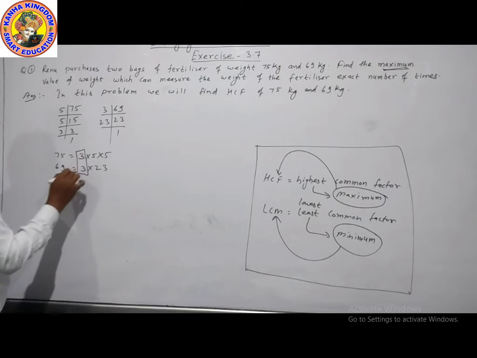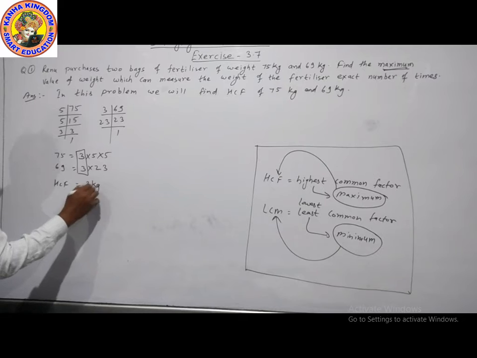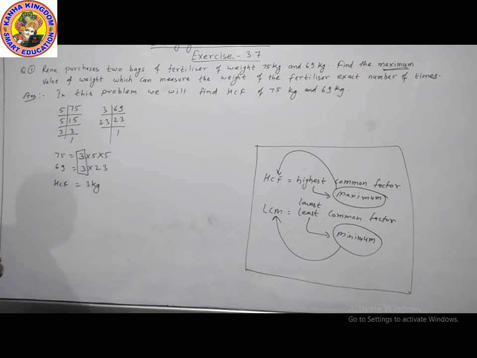The common factor is 3. HCF is 3 kg. The maximum value of weight is 3 kg, which can measure the weight of fertilizer an exact number of times.